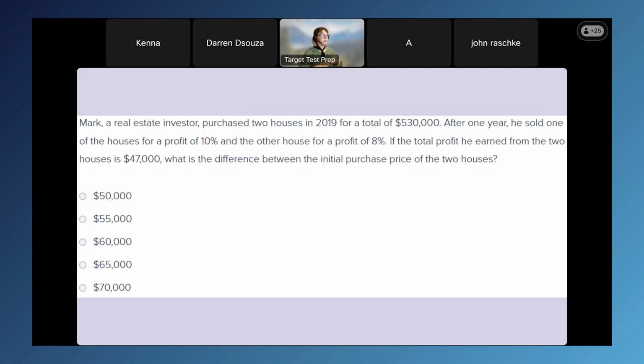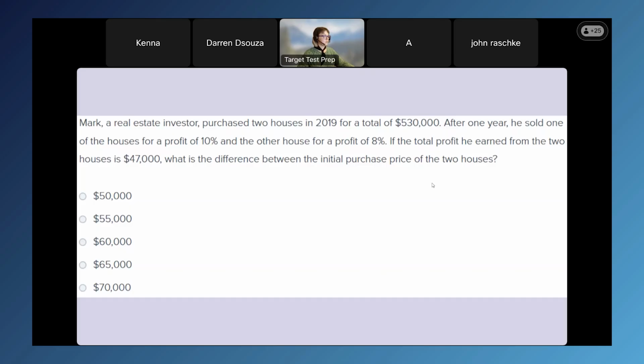Okay. Mark, a real estate investor, purchased two houses in 2019 for a total of $530,000. After 1 year, he sold one of the houses for a profit of 10% and the other house for a profit of 8%. If the total profit he earned from the two houses is $47,000, what is the difference between the initial purchase price of the two houses?